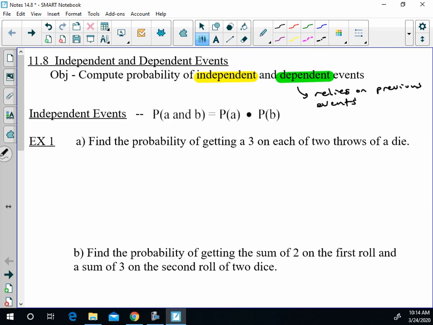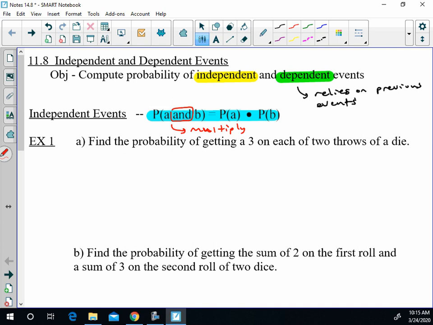So whether it's dependent or independent, to find our answers we're going to find the probability of these events, and we're going to multiply them. The key word I want you to focus on is "and." When you see "and," this is a telltale sign that we're going to multiply. We'll talk about "or" in a different section, but when you see "and," I want you thinking multiply.